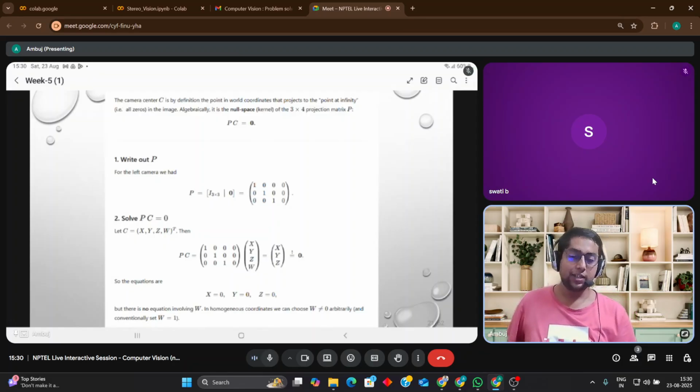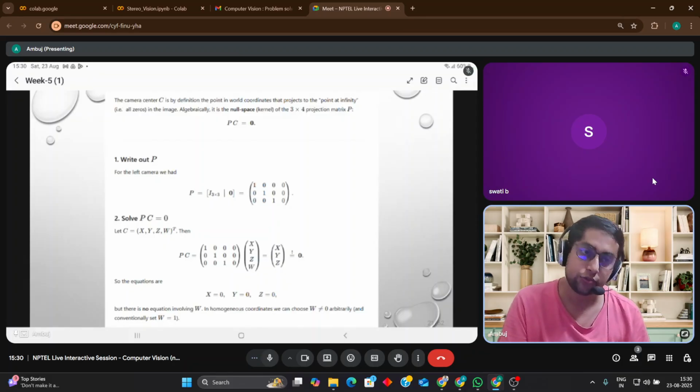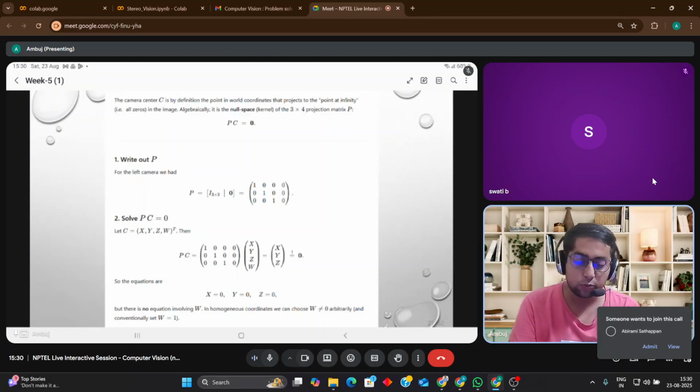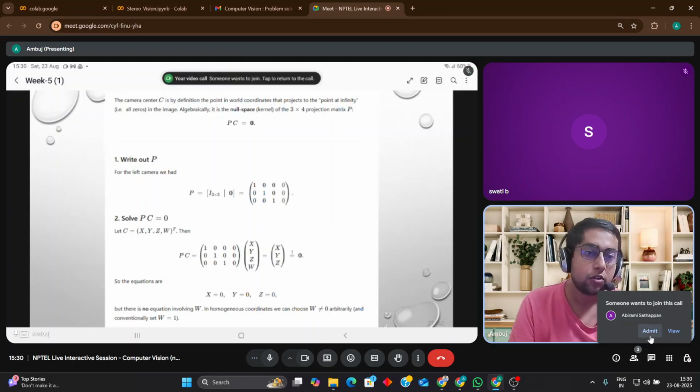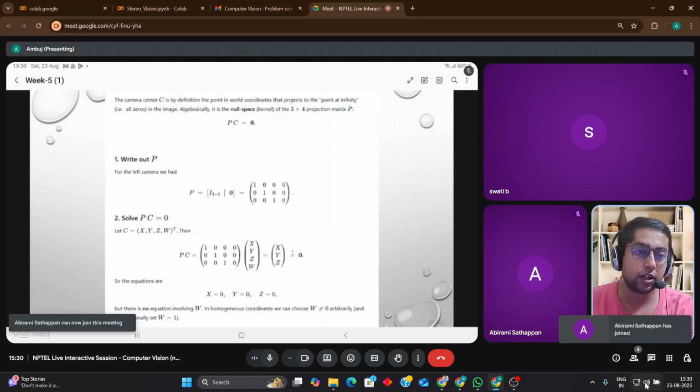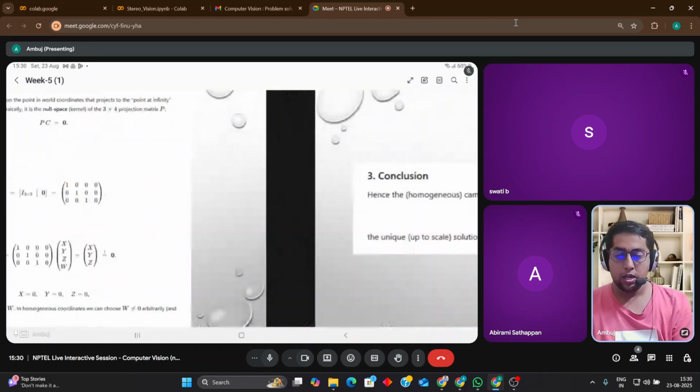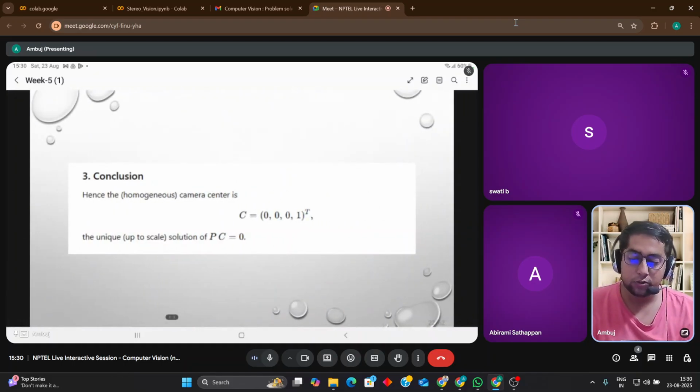Algebraically, it is the null space or the kernel of the 3 by 4 projection matrix P, PC equal to 0. First of all, we have to write down the matrix P. Then you try to solve PC equal to 0. Everything works in the same way. If you try to formulate the equations, two particular conditions will arise: whether W is equal to 0, or whether W is not equal to 0. And then at the end, you will get the conclusion that the camera center is at which particular coordinate.